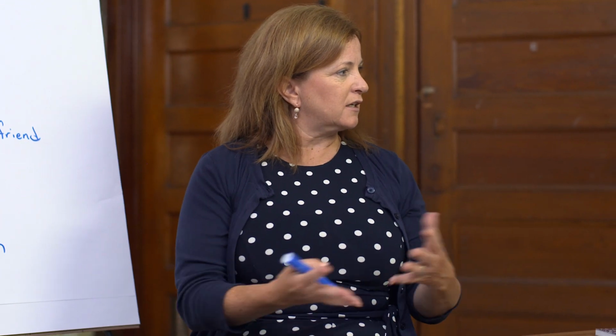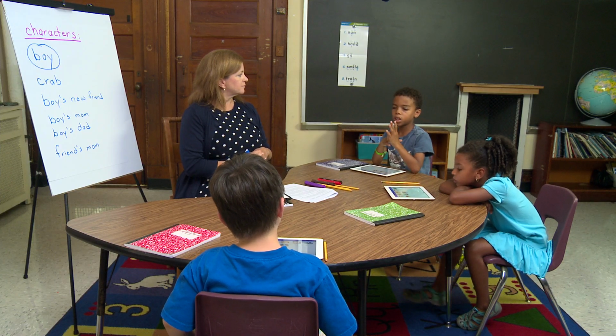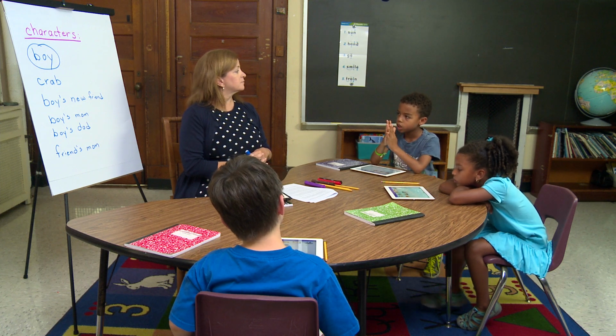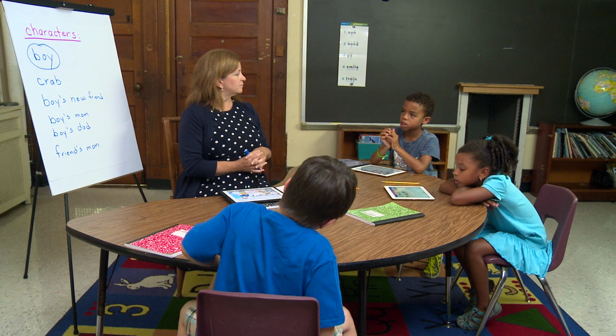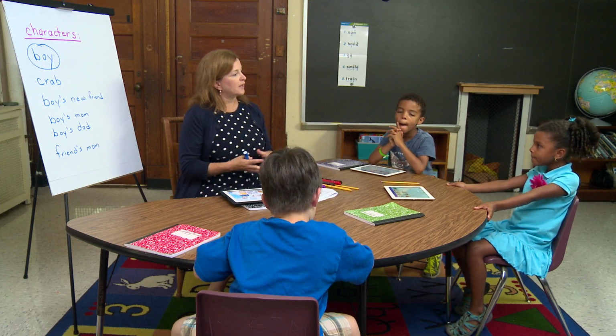Colby, can you tell me what happens in this story? Tell me the main idea of the story first. What's it mostly about? It's mostly about when he's going to the beach. Who's he going to the beach with? His mom and his dad. So the story is about a little boy who goes to the beach with his mom and his dad.